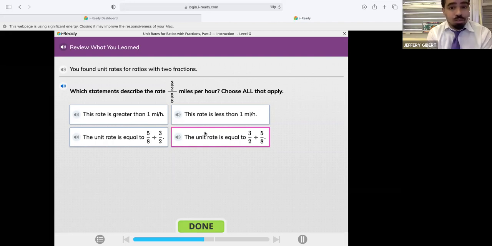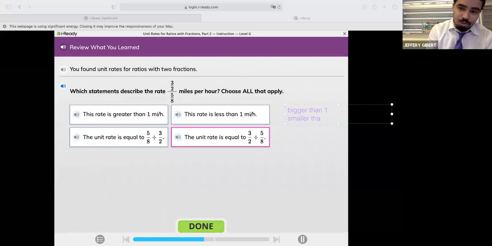All right, yes, the 3 is bigger. So since the 3 is bigger and it's the numerator, that means that this answer, 3/2, is going to be bigger than 1. Because whenever your numerator is bigger than your denominator, the answer is bigger than 1. All right, and then for 5/8, which one's bigger, the 5 or the 8? The 8. So is that 5/8 going to be bigger than 1 or smaller than 1? Smaller than. Right, because when the denominator is bigger, then the answer is smaller than 1.